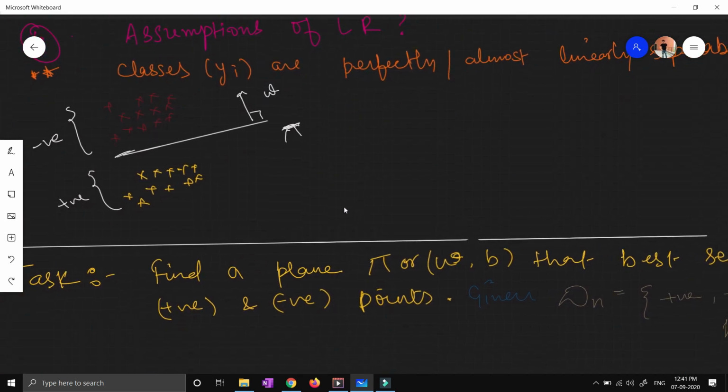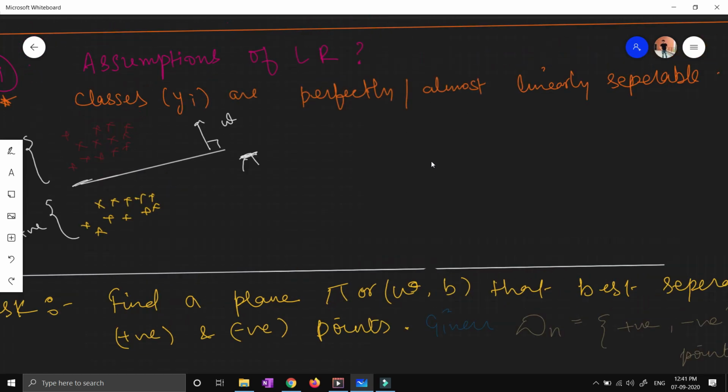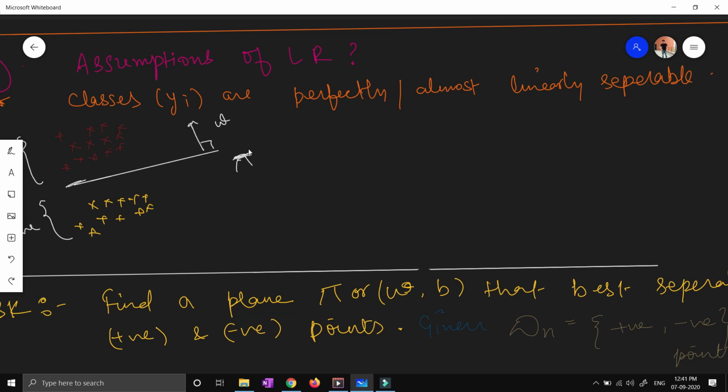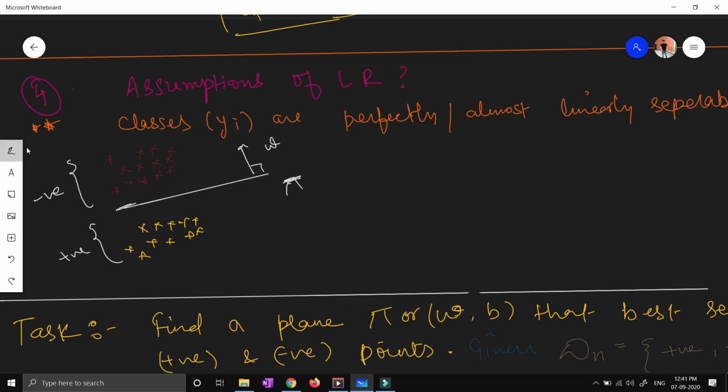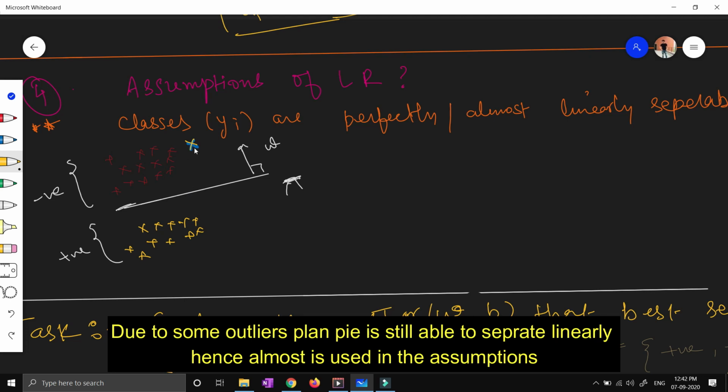All right, and the assumption is very clear to us: logistic regression assumes that classes, basically our points, are almost or perfectly linearly separable. So why is almost there? Because let's assume there are some outliers. Let's assume this is my negative class, but I have drawn some positive class over here. Let me draw it in yellow, because my positive class is yellow. So this is my yellow. So these are my almost linearly separable classes. This is my assumption.